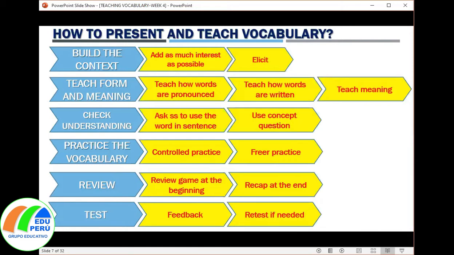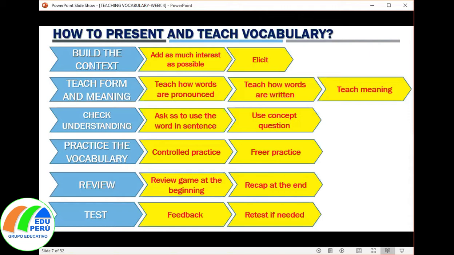So notice all the aspects when we are going to present and teach vocabulary. Build the context, teach form and meaning, check understanding. Notice check understanding, you're checking the use. That's what here says, no? Ask students to use the word in a sentence. You have here the three aspects, no? Form, meaning, and use. Then you practice this vocabulary in a controlled way or in a freer way.